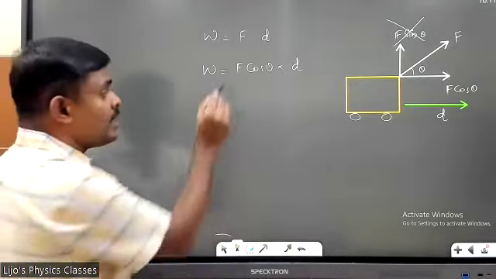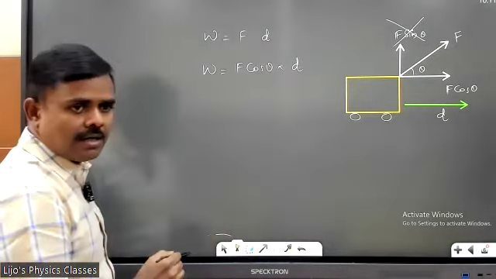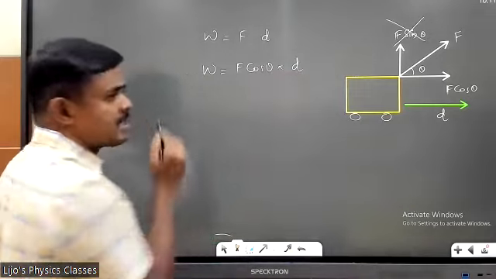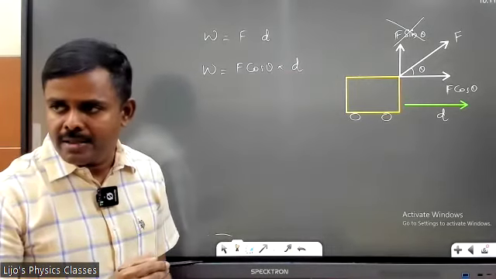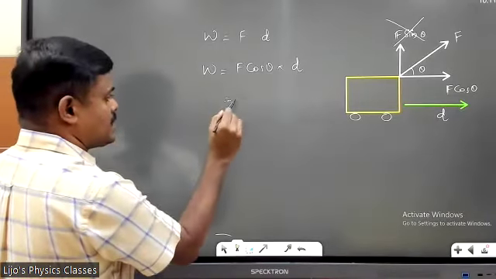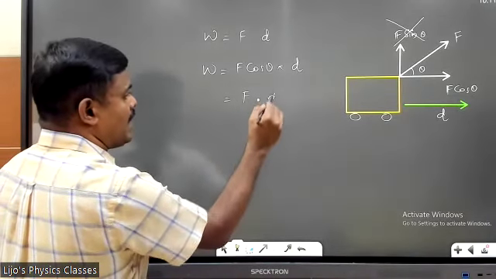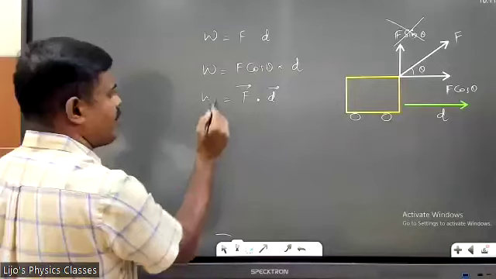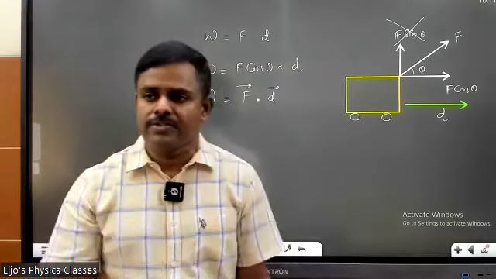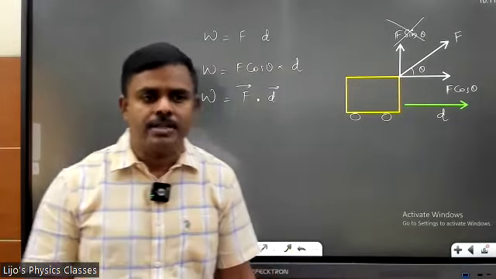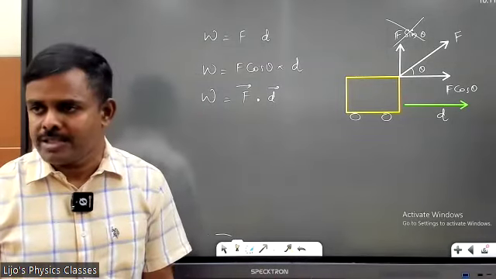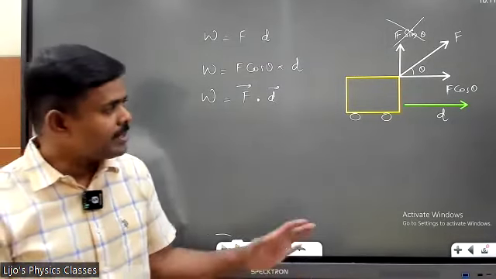Now it looks like what? A B cos theta. You know what it is? A dot B, right? Yeah, that is right. That is how you write it now: F dot D. Actually, this is what we learned the concept of dot product for. Work is the dot product of force and displacement. W is equal to F dot D. I repeat this one more time.